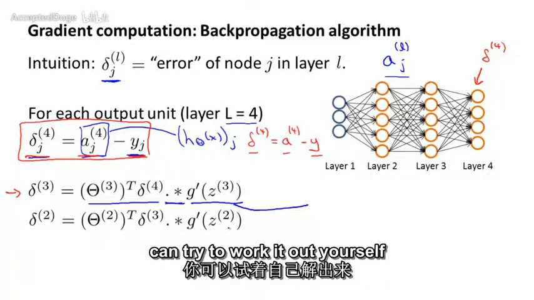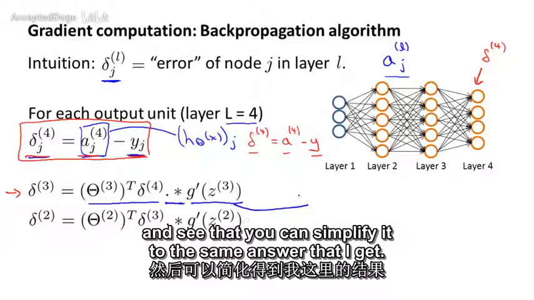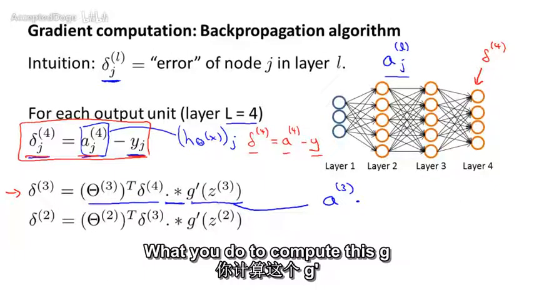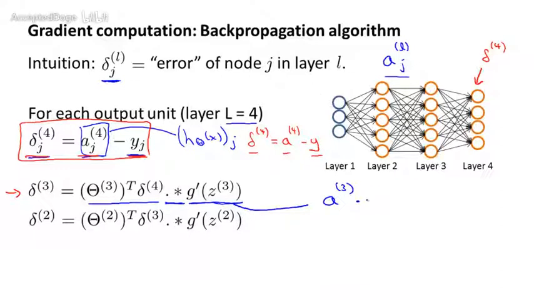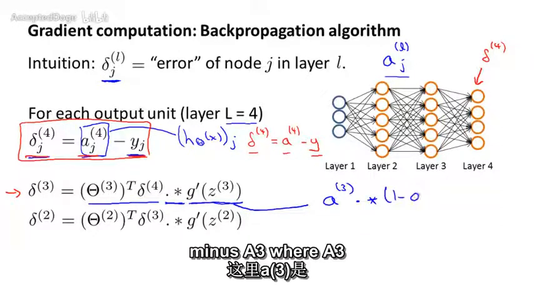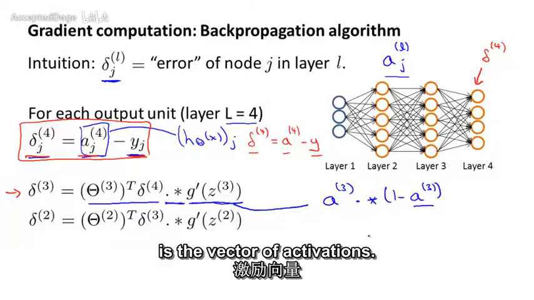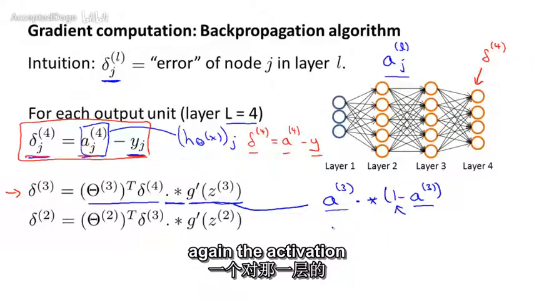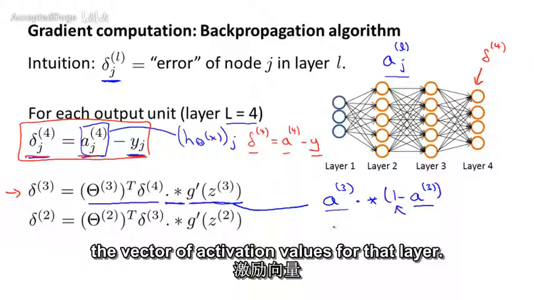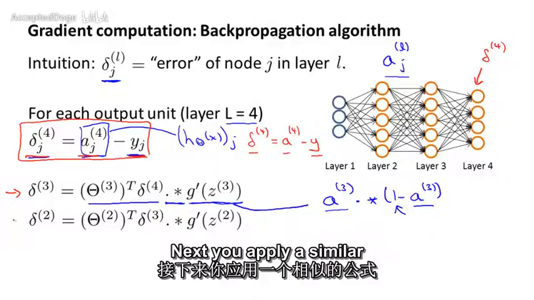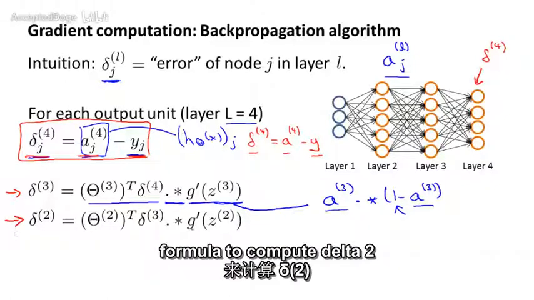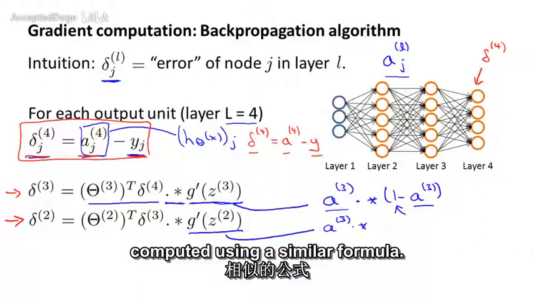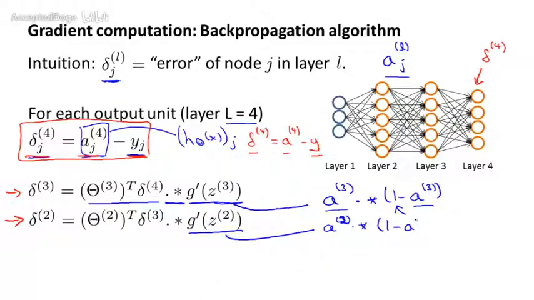If you know calculus, you can try to work it out yourself and see if you can simplify it to the same answer that I get. But I'll just tell you pragmatically what that means. What you do to compute this g prime, these derivative terms, is just a3 dot times 1 minus a3, where a3 is the vector of activations, 1 is the vector of ones, and a3 is again the activation, the vector of activation values for that layer. Next, you apply a similar formula to compute delta 2, where again that can be computed using a similar formula, only now it is a2, like so.